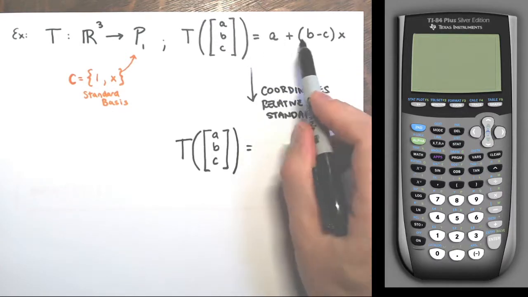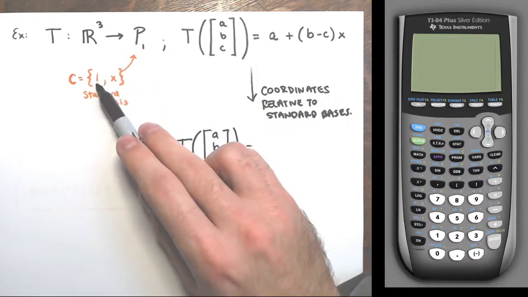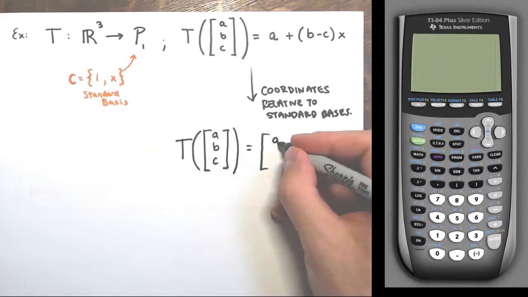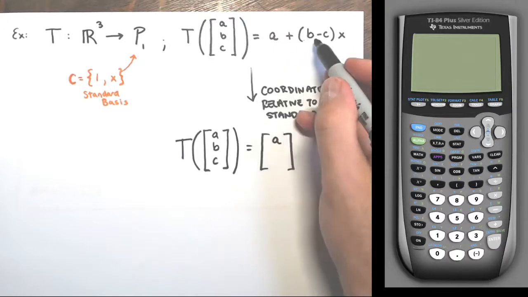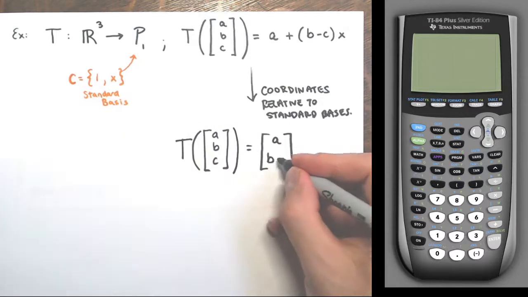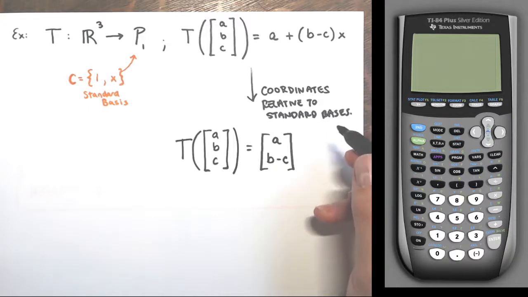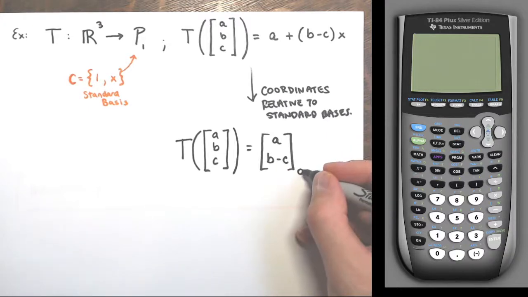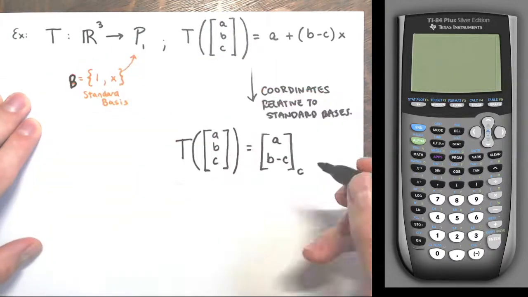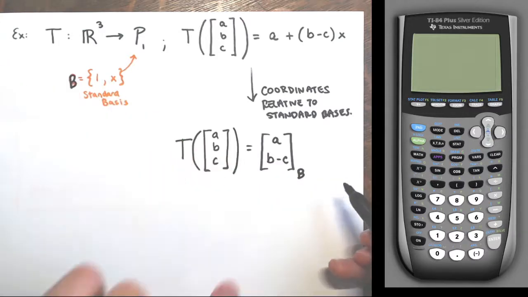What are the coordinates of this, or just the weights of the linear combination of 1 and x? You have A times 1, the first standard basis vector. So the first coordinate is A, plus, and then B minus C is the coefficient of the second standard basis vector. So B minus C is the second coordinate in the coordinate vector with respect to basis C. Maybe I should have called this something else because I'm seeing a bunch of C's here. I'll call this B then, I'm sorry. So with respect to basis B, capital B there, right?